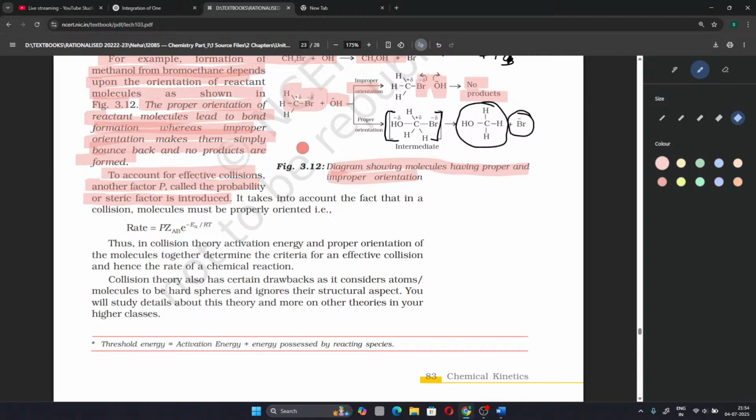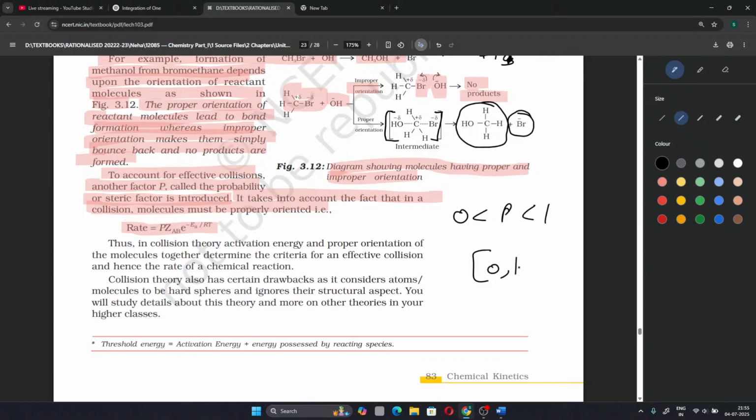What is the probability of orientation, correct orientation? It takes into account the fact that in collision molecules must be properly oriented, that is rate equals the probability times, normally the rate was ZAB e power minus EA by RT, but introducing the P factor. P factor can be between 0 and 1. It cannot be greater than 1, I think.